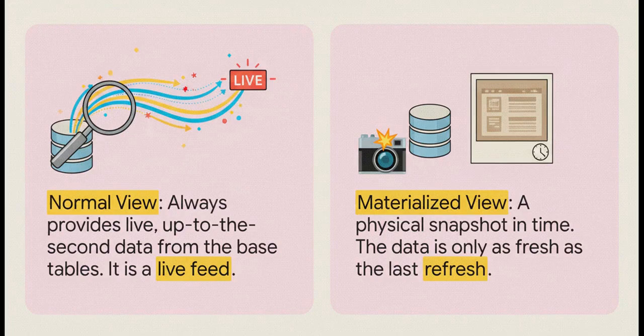This slide really highlights the core trade-off here. A normal view, our lens, is a live feed. It's always 100% up to date. But a materialized view, our photocopy, well, it's a snapshot in time. It's only as fresh as the last time you hit that copy button.